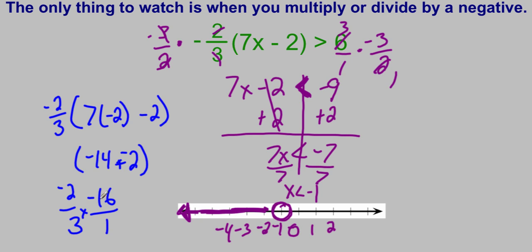Negative 2 thirds times negative 16 is 32 thirds. That's a mixed or an improper fraction. So it goes in 10 times with 2 left over. So 10 and 2 thirds. It doesn't matter because at the end of the day it's greater than 6, so you're good. So we are good to go.